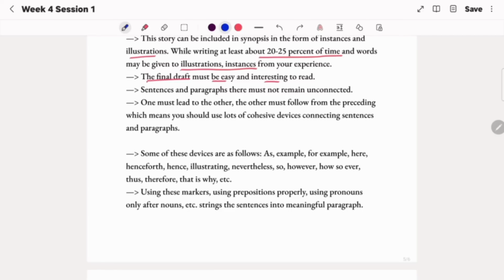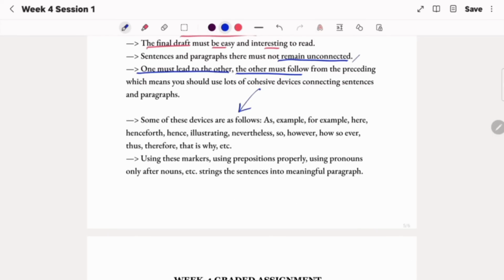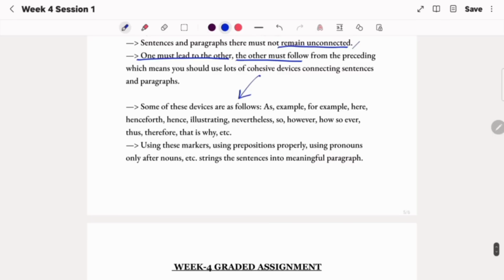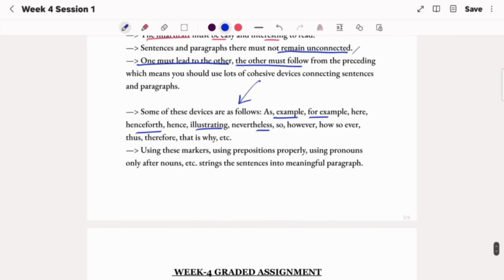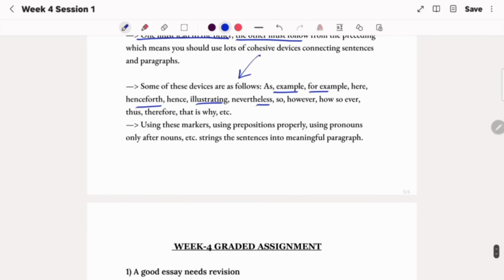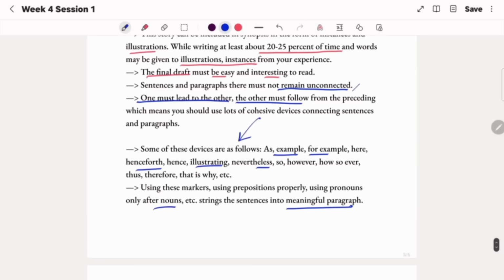Another main point is that sentences and paragraphs must not remain unconnected. It means they must be connected. One must lead to the other, and each must follow the preceding one. Some devices to keep them connected are as follows: example, for example, henceforth, illustrating, nevertheless, etc. There are many. You should use the relevant ones so that they remain connected. Using these markers, using prepositions properly, using pronouns only after nouns, etc., strings the sentences into a meaningful paragraph. Along with making sure they remain connected, you should also make sure they make sense.